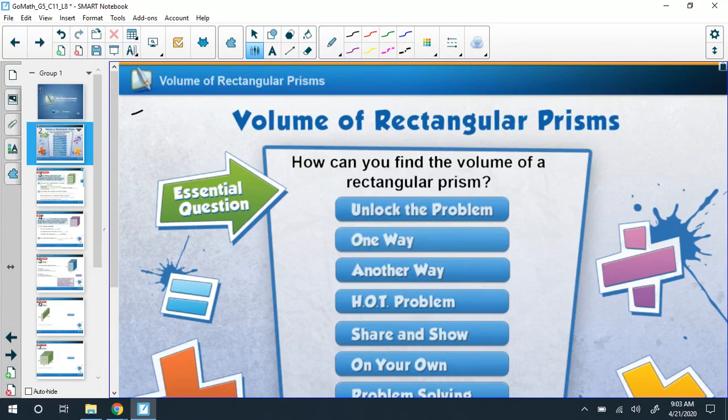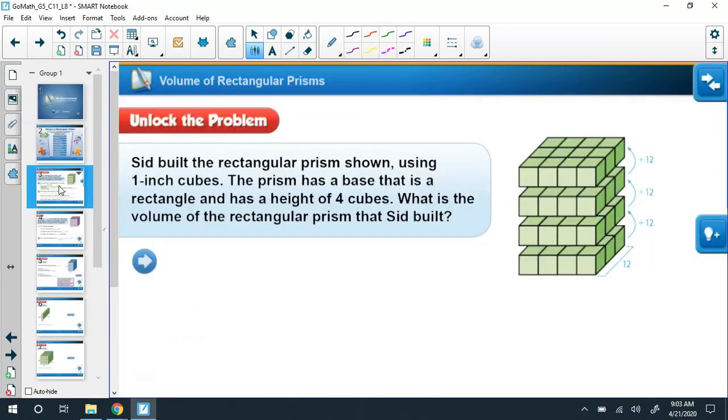Okay, today we are going to be covering lesson 11.8, finding the volume of rectangular prisms. Our essential question today is how can you find the volume of a rectangular prism? Really today what we're going to start trying to do is move away from this idea of counting blocks and start using the formula that we talked about last time.